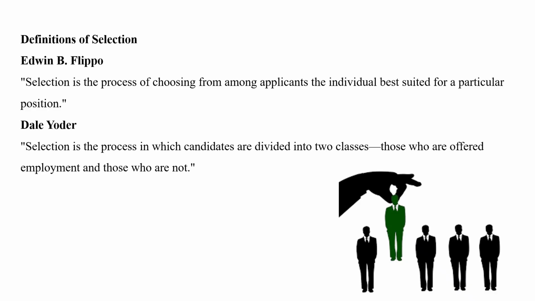During selection, every applicant goes through different stages such as screening, written test, interview, background verification, and medical examination, and at the end of these stages, candidates are divided into two groups. The first group includes the candidates who have successfully completed all the stages and receive job offers, and the second group includes the candidates who are not selected because they do not meet the organization's requirements. So according to Yoder, selection is a process of deciding who is hired and who will not be hired.